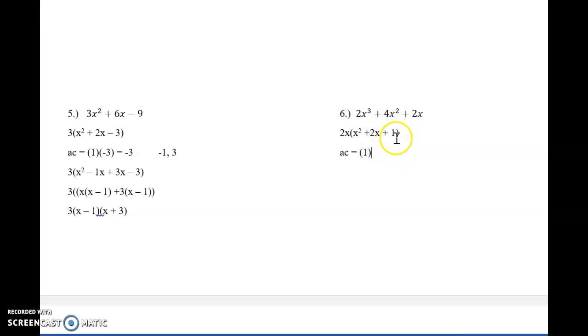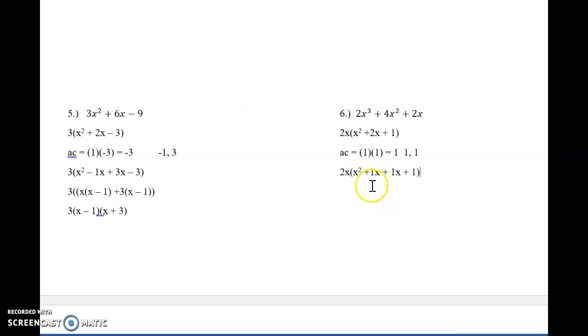And C is the constant right here. 1 times 1 is 1. Well, this one's not bad. There's only two things that multiply together to be 1, and that's 1 and 1. And 1 plus 1 is 2. So I have my numbers that I need. That 2x stays on the outside. And then on the inside, I'm going to have x squared. And I'm going to replace that 2x with plus 1x, plus 1x, plus 1.